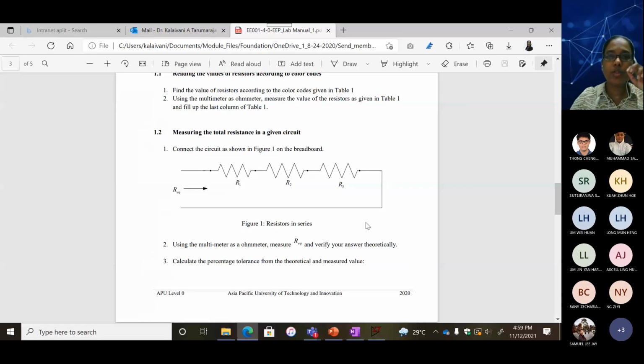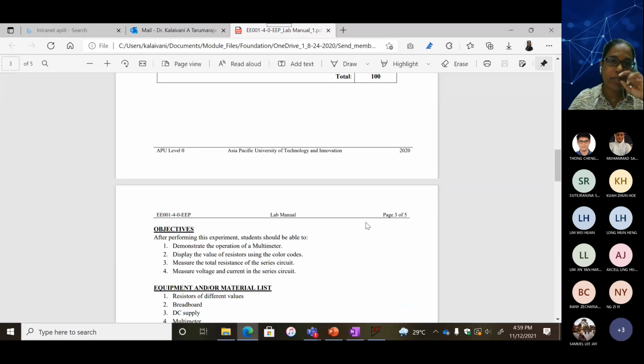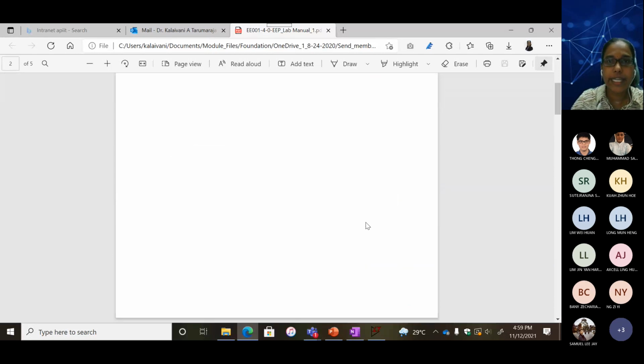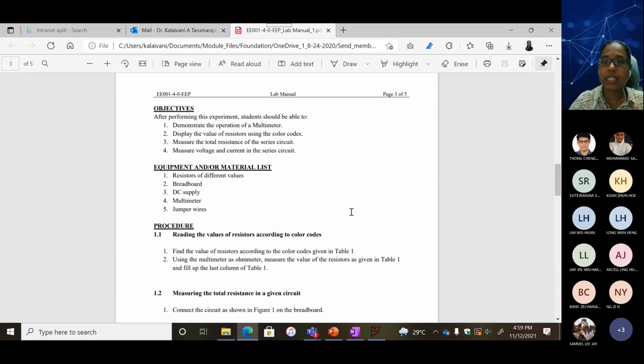Okay, so you will have a look. This is only an example of your lab manual. In your lab manual, they have some instructions, and you need to follow them. For example, they will specify the objective and the method. This will be explained when we start to do the lab.